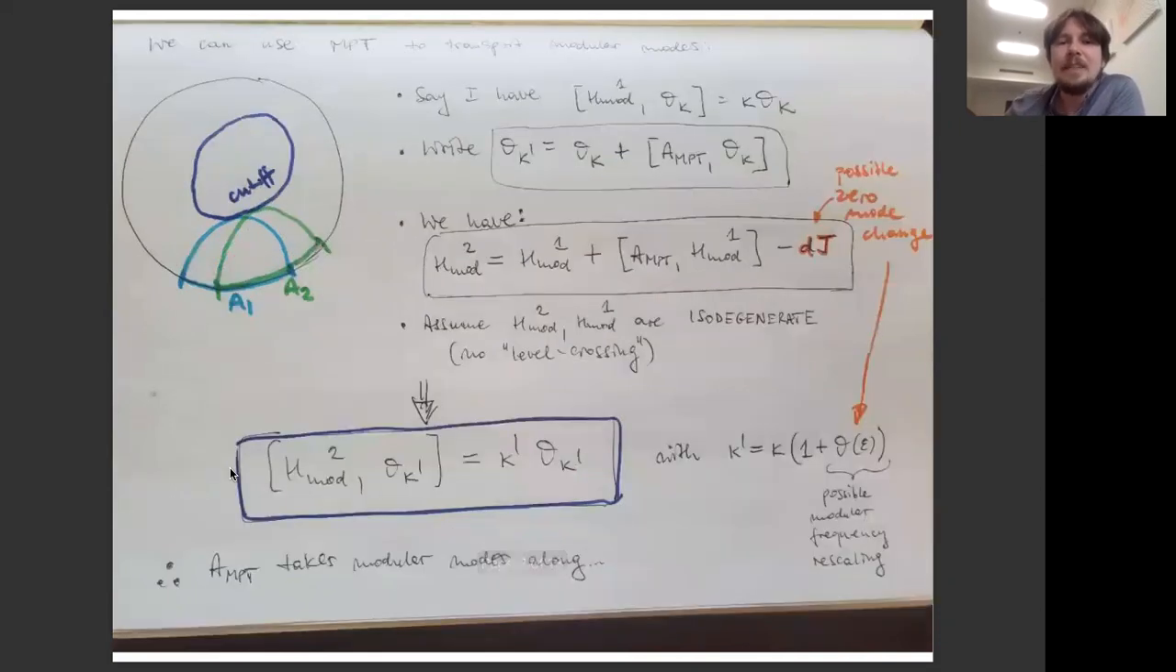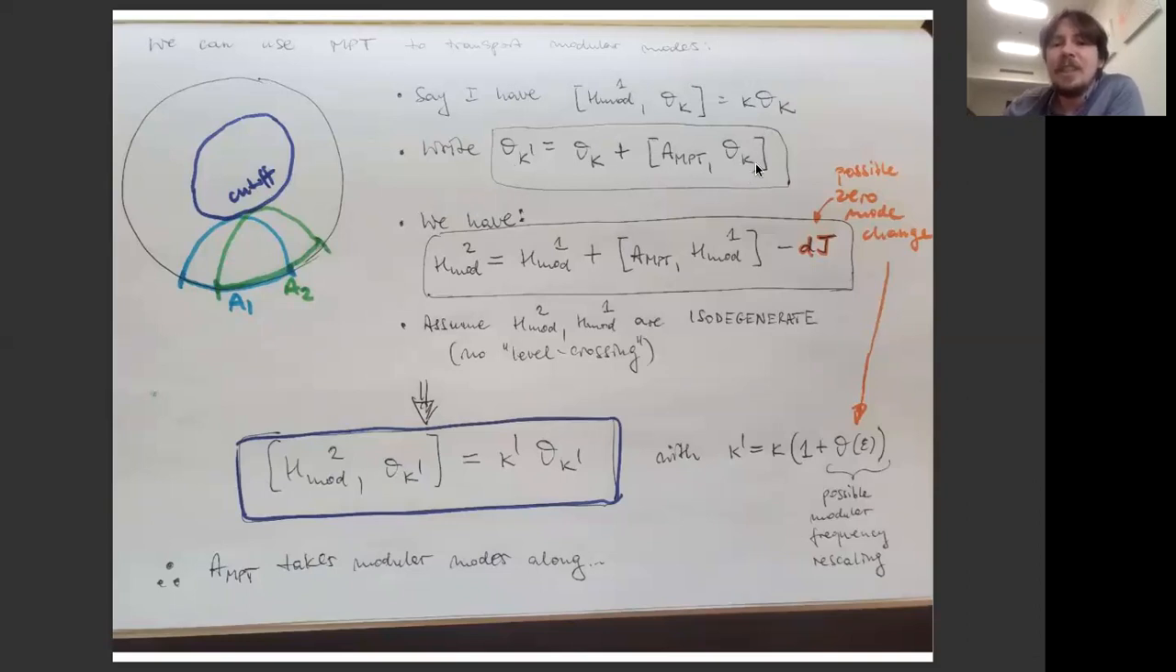The next thing I want to say is that modular parallel transport can shift regions, but we can also use it to transport modular modes. So that's the thing that will eventually allow me to use modular parallel transport as a step in the algorithm that I want to construct. So suppose that I have some modular mode O_k of the first modular Hamiltonian on the region A1. That's what I have here. And I want to write down a new modular mode for the region A2. And I write it in the following form. It's O_k plus the commutator of the generator of the modular parallel transport, A_MPT, with the starting modular mode.